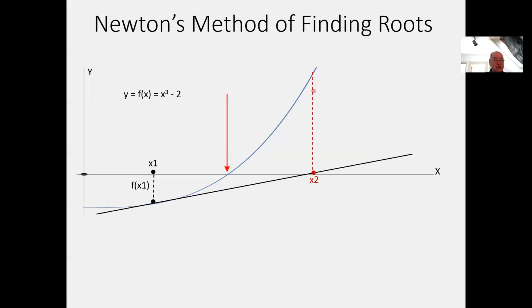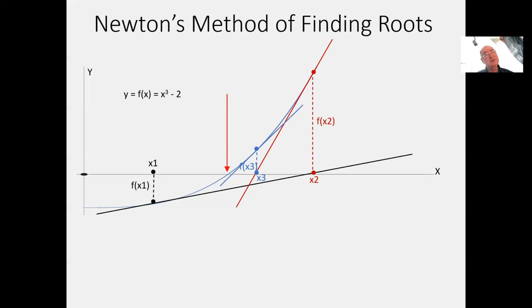So is x2 the right answer? Well, no. F of x2 is certainly not 0. Matter of fact, it seems to be a little bit bigger than f of x1. So let's keep going. Let's go ahead and take the tangent line at x2, f of x2. And we, of course, will find where the tangent line crosses the x-axis, and we get x3. Now it looks like Newton is onto something. Okay, x3 certainly is closer to our point than x1 and x2.